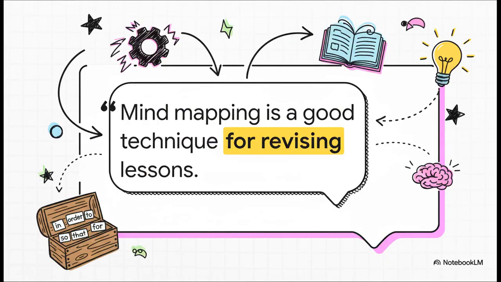And here is a perfect example of that second rule. What is the purpose of mind mapping? Well, it's for revising lessons. Revising is our gerund, the ing verb. It's so important to remember you can't say for revise lessons. It has to be for revising.